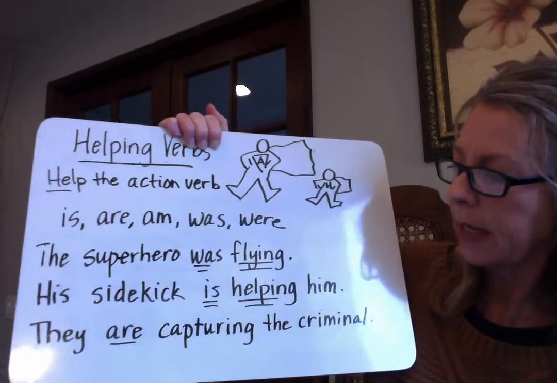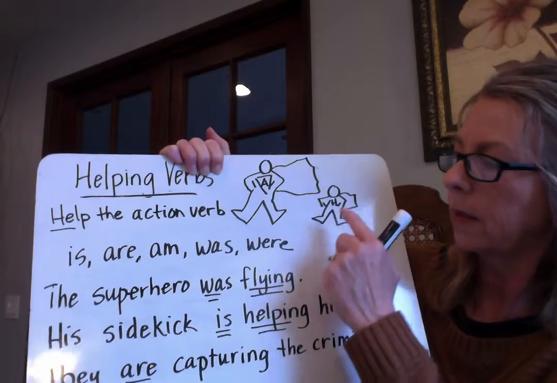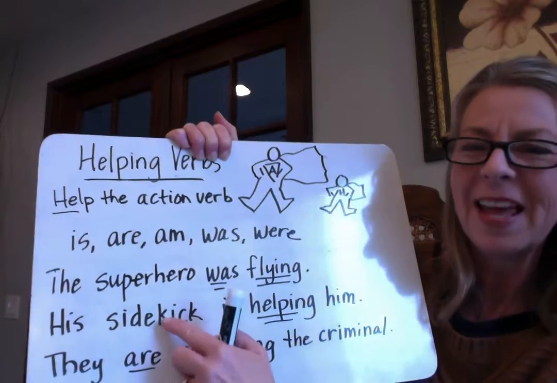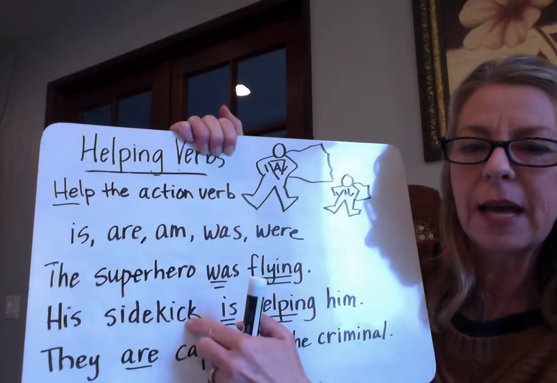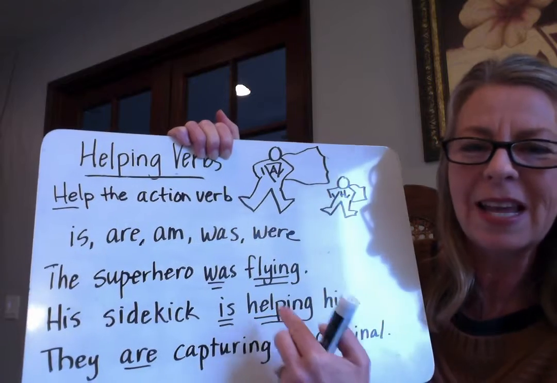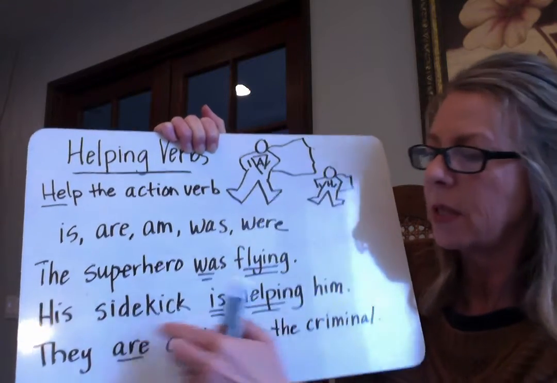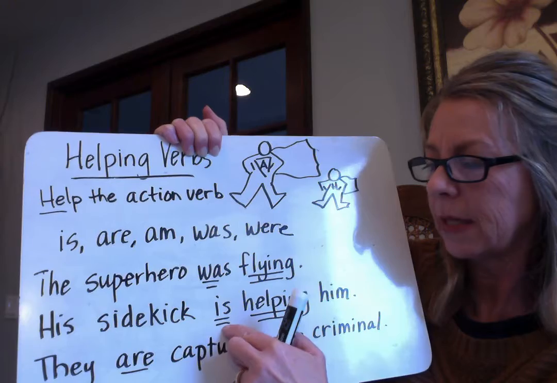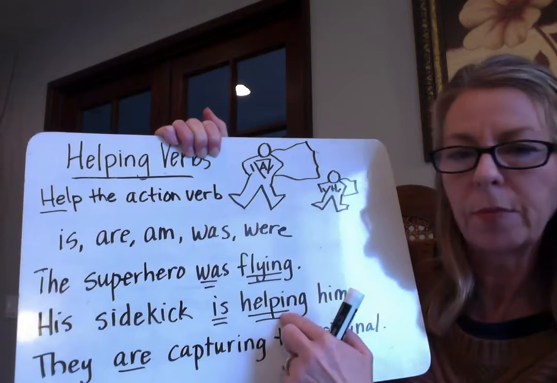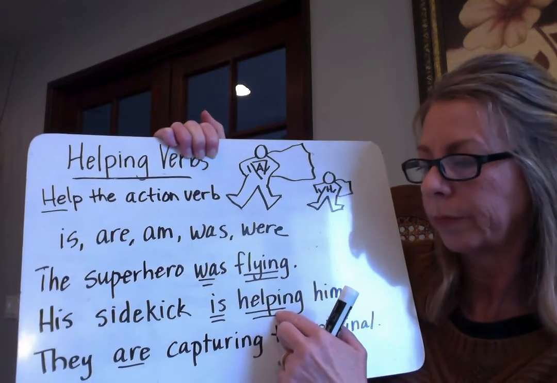His sidekick is helping him. So his sidekick, this little guy, right? He's the helping verb. The sidekick is helping. Okay, so we could say the sidekick helps him, but we want to say like it's happening right at this moment. So we say the sidekick is helping. Okay, is the helping verb, and it helps the action verb helping.